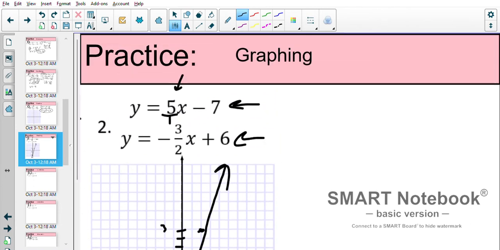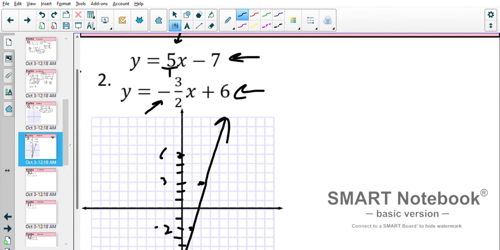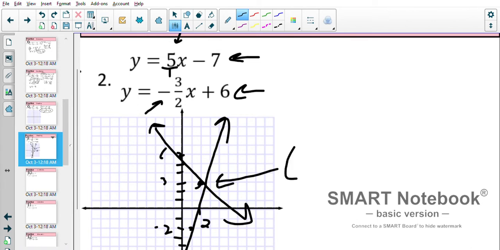Our y-intercept is 6, so we go 4, 5, 6 right there. And our slope's telling us that we need to go down 3 and to the right 2. If we go down 3 and to the right 2, it puts us at this location, which we already had previously. And we see that that is our intersection right there. So the x value there is 2, y value is 3, so our answer is 2, 3.